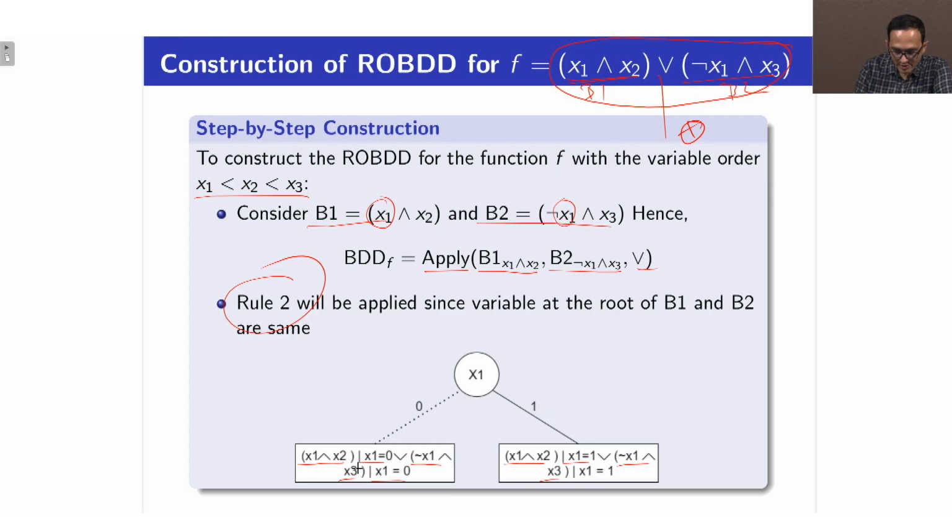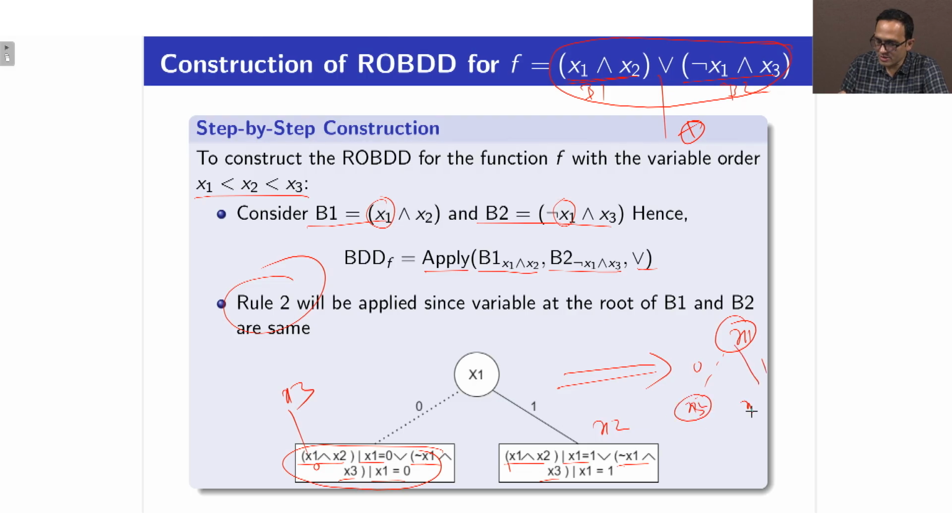So, what will happen here, if you put x1 equal to 0 here, this will become 0, and if you put x1 equal to 0 here, this is 1. So, this entire thing will reduce to only x3. This is 0, this is 1. So, this will become x3, and similarly here if you put x1 equal to 1, this will become x2, and if you put x1 equal to 1 here, this becomes 0. So, this will become false. So, this becomes x2. So, effectively this means nothing but x1: if it is 0, I have to construct the BDD of x3, and if it is 1, I have to construct the BDD of x2, as simple as that.